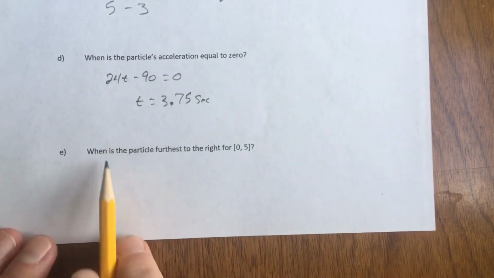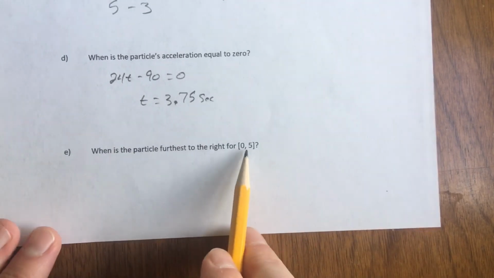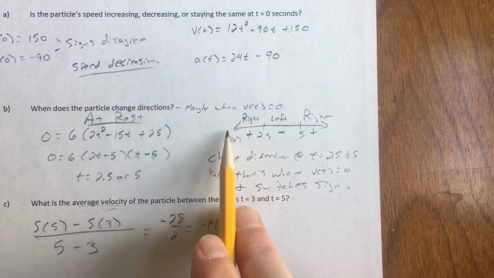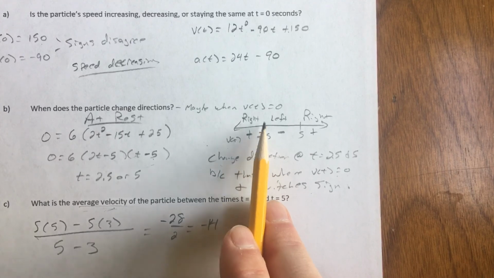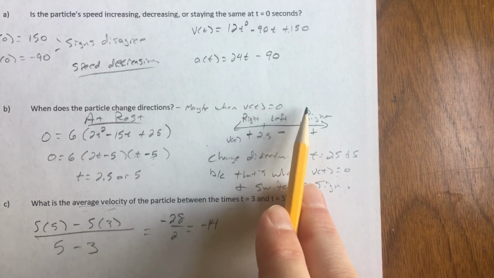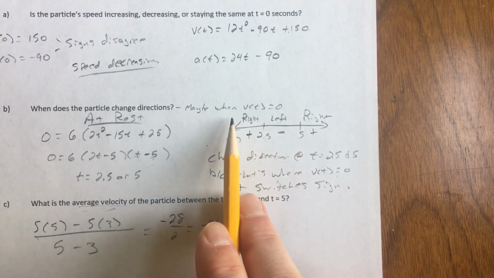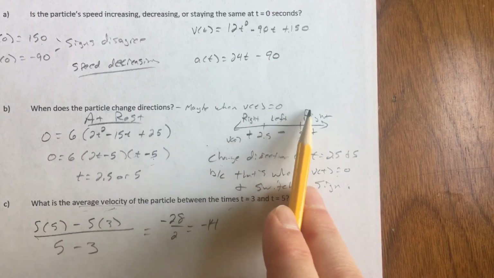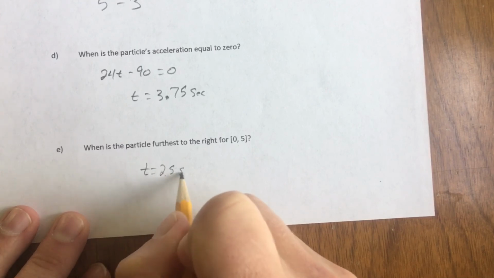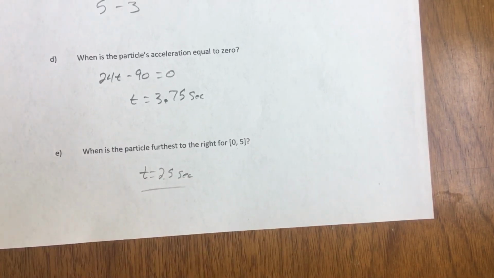This one says, when is the particle furthest to the right from 0 to 5? Let's go back to our graph here. We said we were moving originally to the right from 0 seconds to 2.5 seconds, and then from 2.5 to 5 seconds we're moving to the left. So in that interval, we were furthest to the right at the point where we turned around, when t equaled 2.5 seconds. We know that for sure. If we wanted to know where that is, we could put that into the position function and give a position, but they just asked for when, so we've got the answer there.